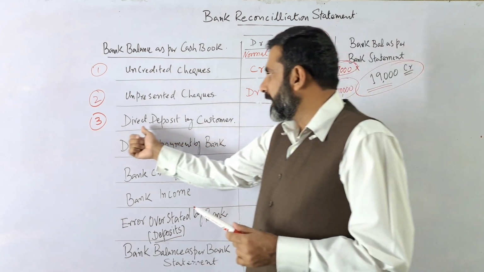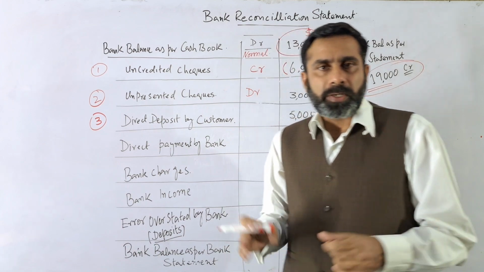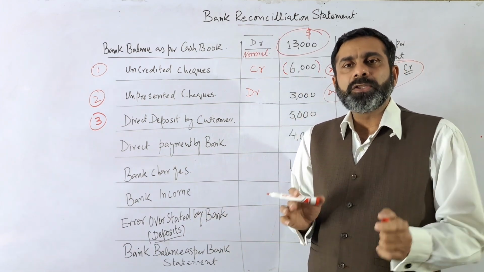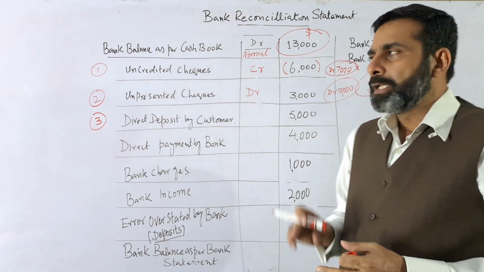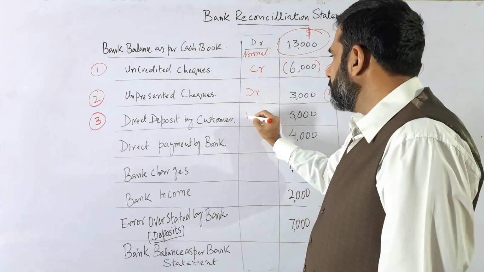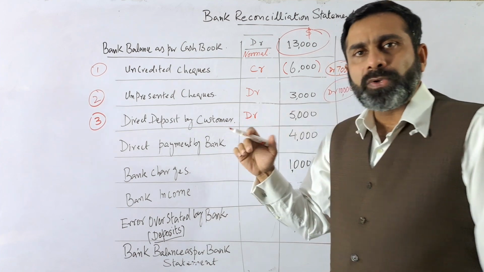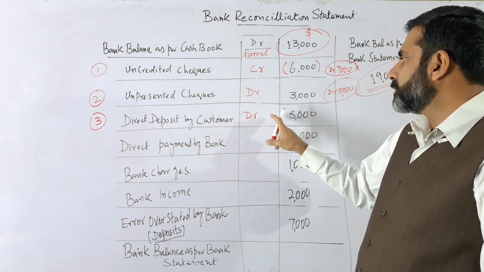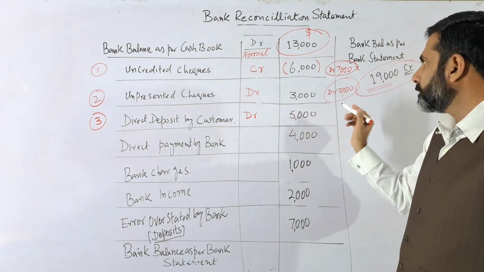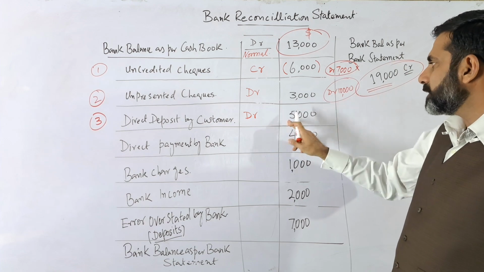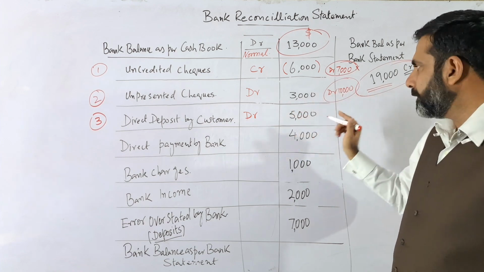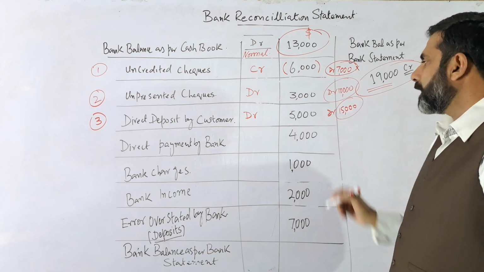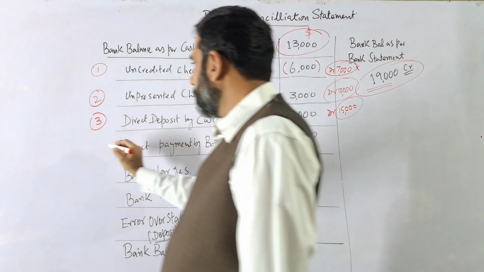Now the next thing is direct deposit by the customer. Some customers directly deposit money into the bank account. The business will know this when they get the bank statement. So this is also always debited, because you have to increase your bank balance in the cash book. You have not increased it, so it will be debited 5,000. So 5,000 is debit here, and 10,000 was also debit. So it is a debit of how much? 15,000.